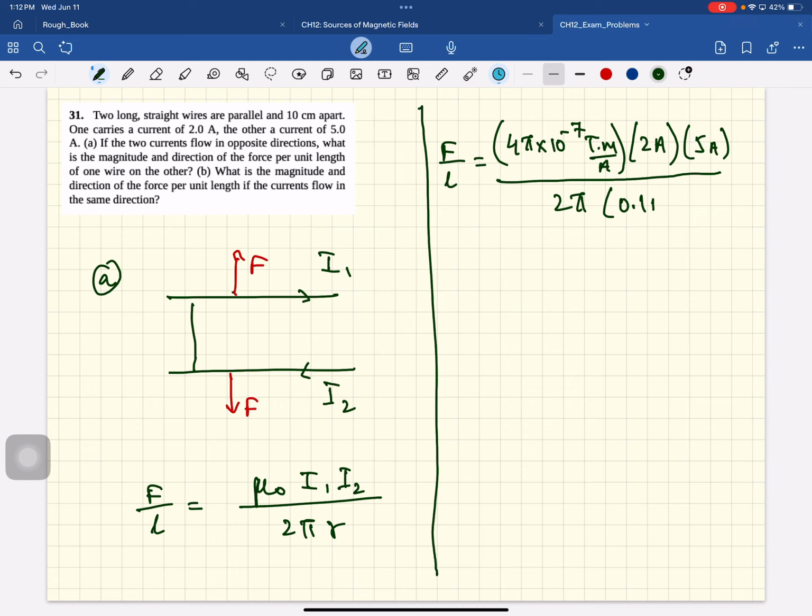Ten centimeters apart. So this is 10, and that becomes 100, and that makes it 10 to the minus 5. So 2 times 10 to the minus 5 Newton per meter. So force per unit length is that.